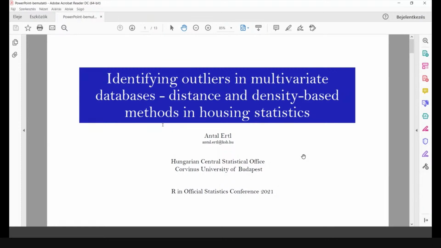Thank you for having me. My name is Andrei TEMPL. I'm a PhD student at Corvinus University of Budapest, a statistician at the Hungarian Central Statistical Office. And today I want to talk about identifying outliers with density-based methods, especially in housing statistics.